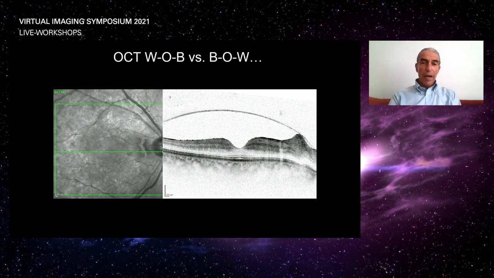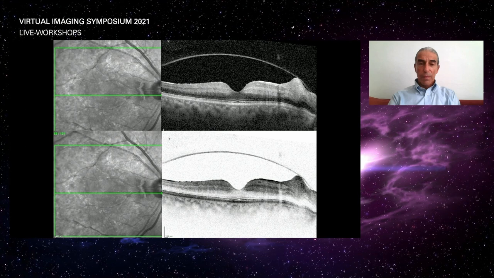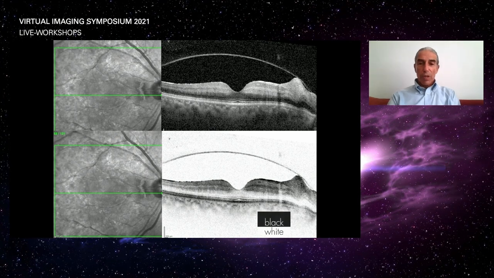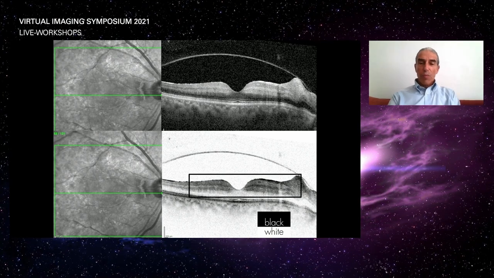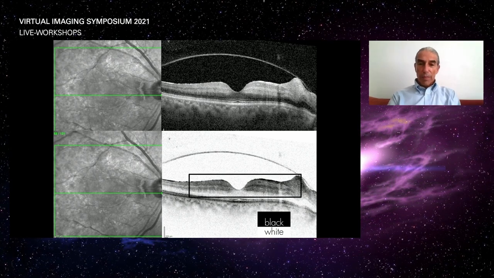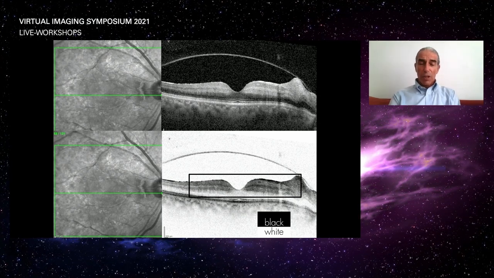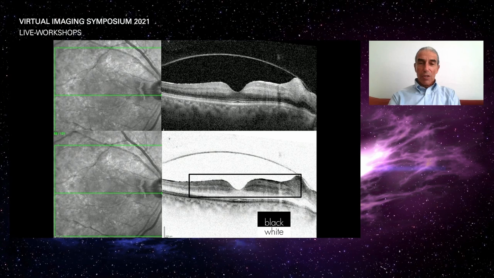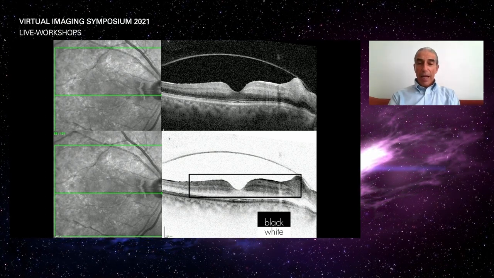I'm looking at black on white background. And if I compare, I think you will notice that black on white, the edematous retina stands up much more. So multimodal imaging is not just combining fluorescein and OCT. Multimodal imaging is really understanding how to best use your platform to get the accurate diagnosis.